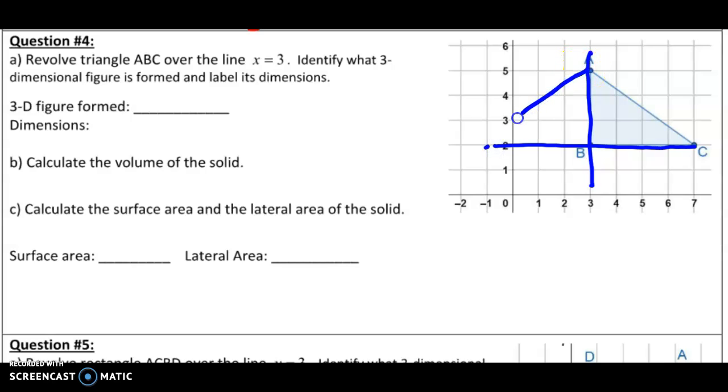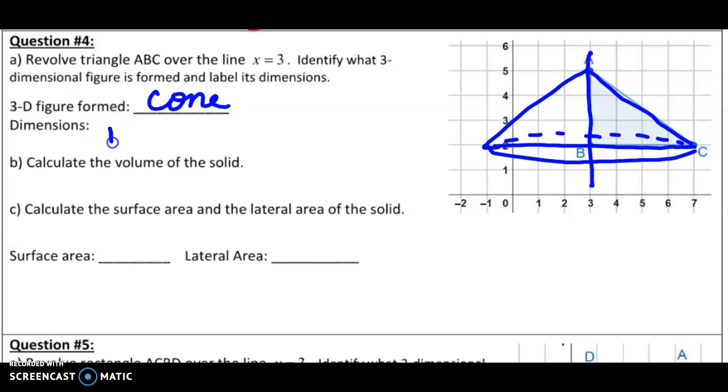And if you were to look at this three-dimensional figure straight on, it would look like a triangle. But to make it look 3D, I'm going to make an oval at the bottom and use a dashed line. If you're looking at it straight on, you couldn't see that back part. And that makes it look three-dimensional. So this is a cone that's standing straight upright.